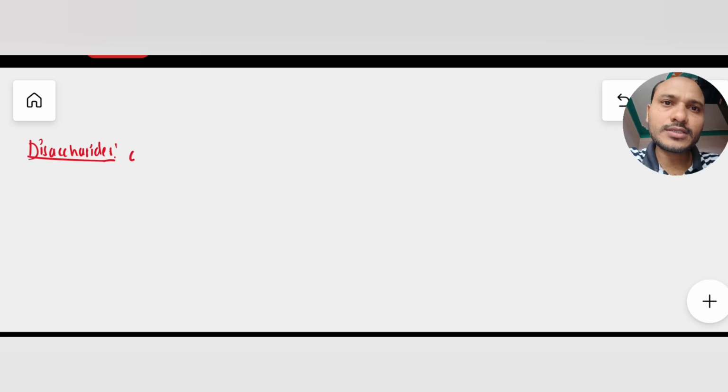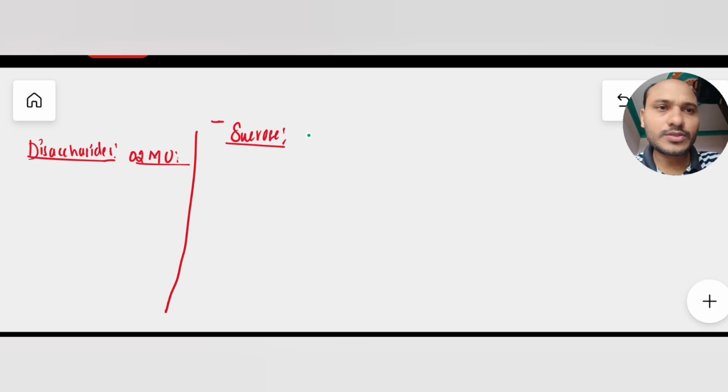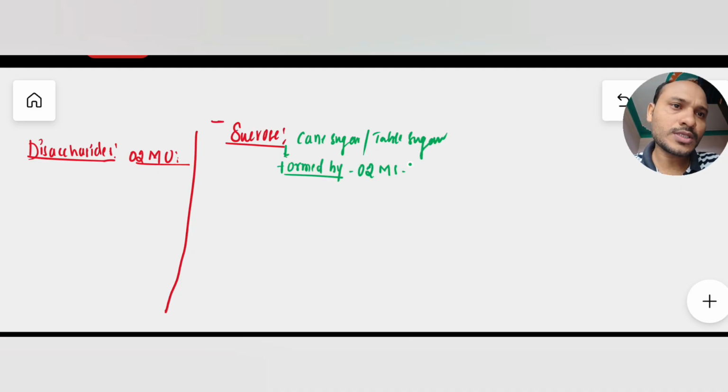In a disaccharide there are two monosaccharide units. First, we will discuss sucrose. The common name for sucrose is cane sugar or table sugar. Sucrose is formed by two monosaccharide units, glucose and fructose. Both glucose and fructose are monosaccharides and together they form sucrose. Remember how they are formed.